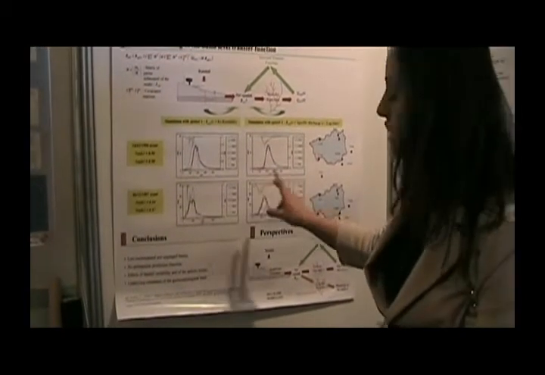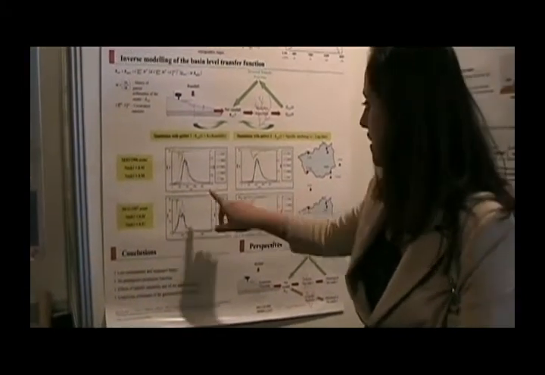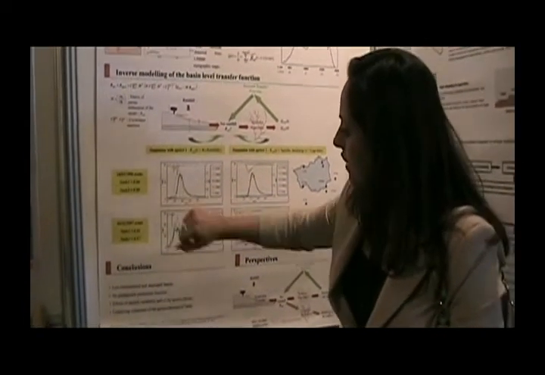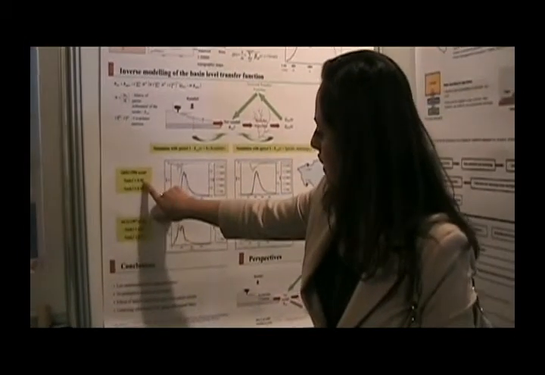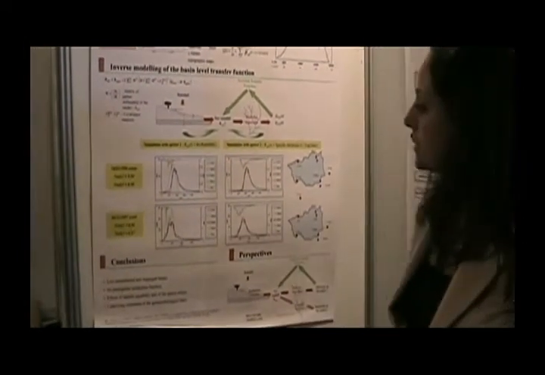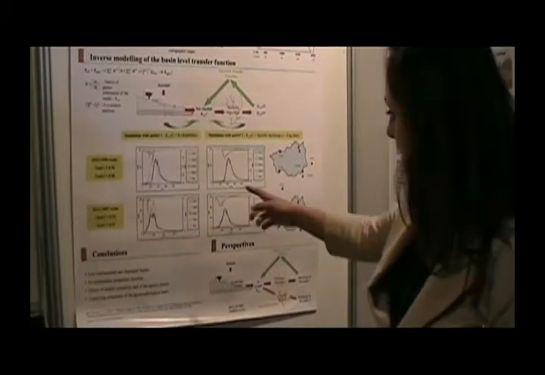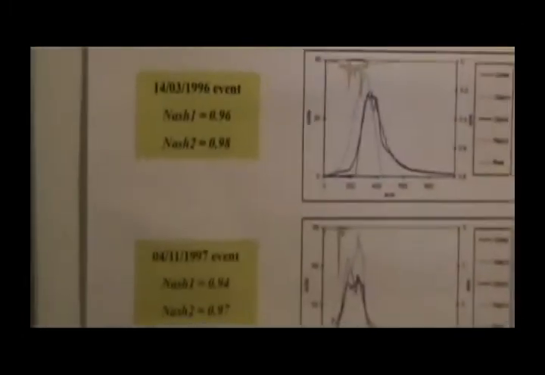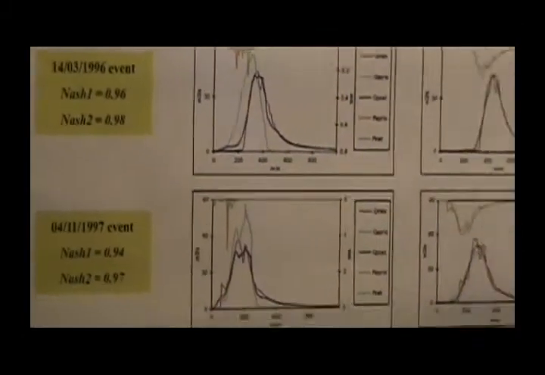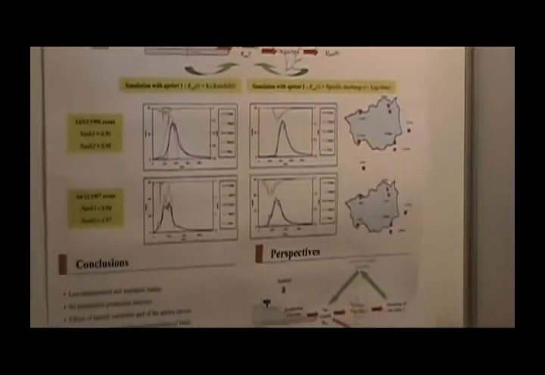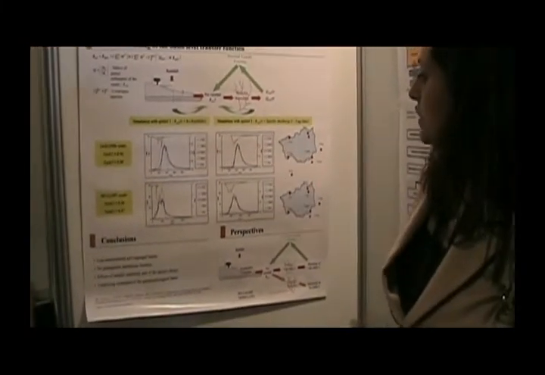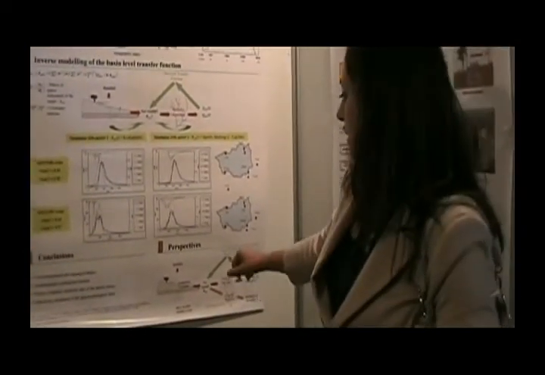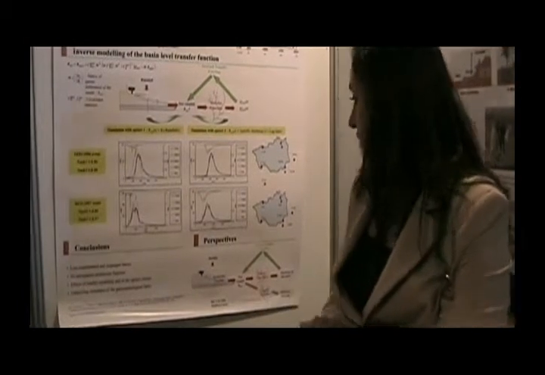Comparing the results, we can see that for the first initialization we have a Nash criterion of about 0.96, and the second is about 0.98. So we can see the two approaches give almost the same results.